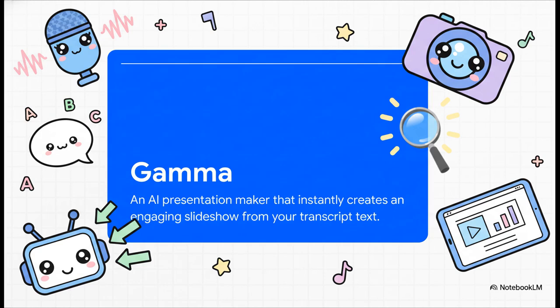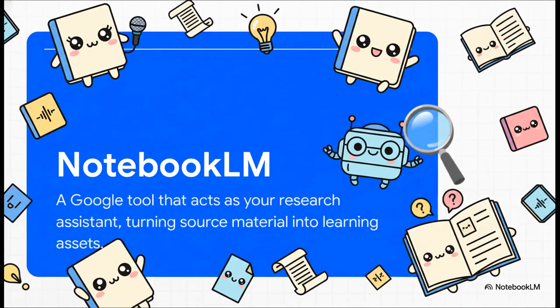So now we have our audio and our text. What about the visuals? That's where Gamma comes in. You just copy and paste your transcript into it, and its AI generates a whole really engaging slideshow for you. It turns your words into a visual guide. And finally, the powerhouse of the group, Notebook LM from Google. Think of this thing as your personal research assistant. It takes your source material, like that transcript we just made, and transforms it into a whole bunch of different learning materials. That's pretty amazing.